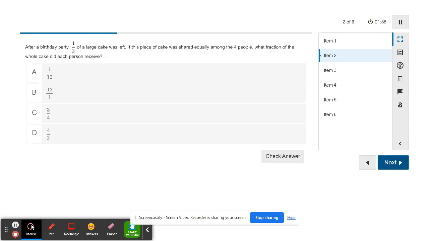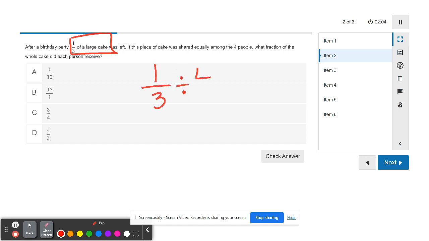It says, after a birthday party, 1/3 of a large cake was left. If the piece of cake was shared equally among 4 people, what fraction of the whole cake did each person receive? And once again, you have to think what's being divided up here. We know that we have cake, and we have 1/3 of the cake left. That's what's being divided, and it's being divided among 4 people. So it should be set up as 1/3 divided by 4 people. And so you'll follow the same steps, keep, change, reciprocal, and you should have gotten A as your answer there.